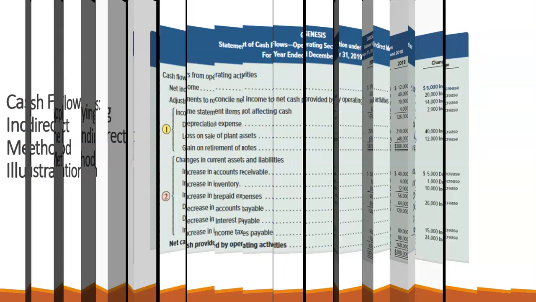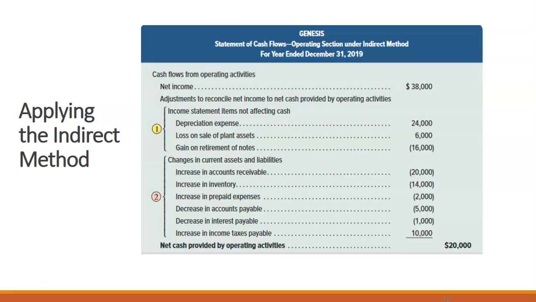So first, we prepare the operating section. So our cash flows from operating activities. So we have the adjustments to net income. We add back depreciation expense. Then we also have the loss on the sale of plant assets and the gain on the retirement of notes. Those don't affect our cash.